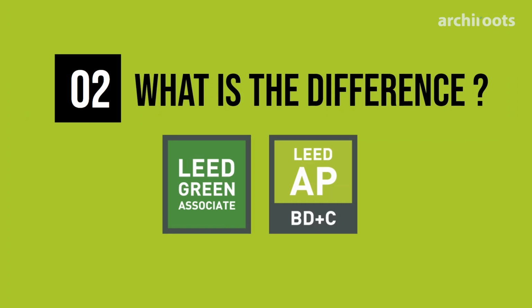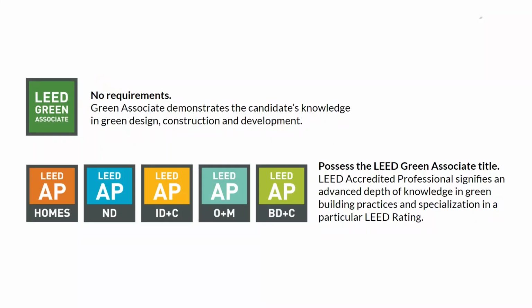Now, what is the difference between LEED Green Associate and LEED AP? Now, as you might know, the LEED Green Associate has no requirements. Anyone can apply for it, and it showcases that you have basic green understanding. Whereas an AP title has the Green Associate as a requirement and signifies that you have deep LEED knowledge, to the extent that they even give you an innovation point for having a LEED AP on a project.